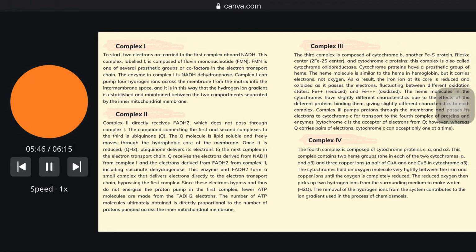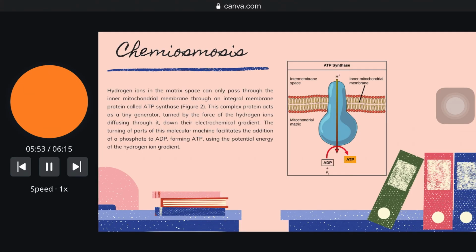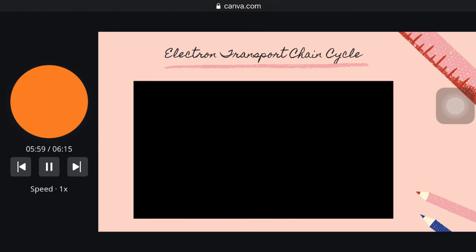This is a further explanation of the electron transport chain process and includes chemiosmosis. So let's watch this video together.